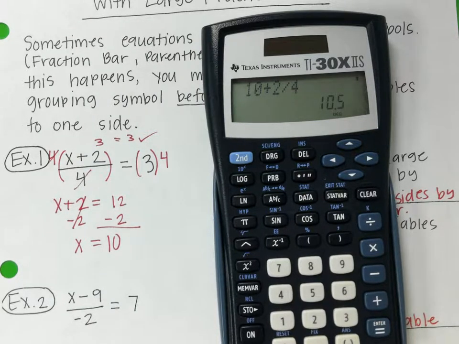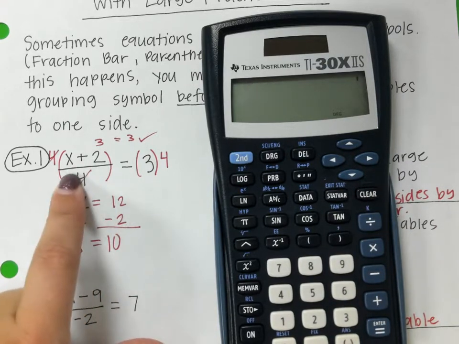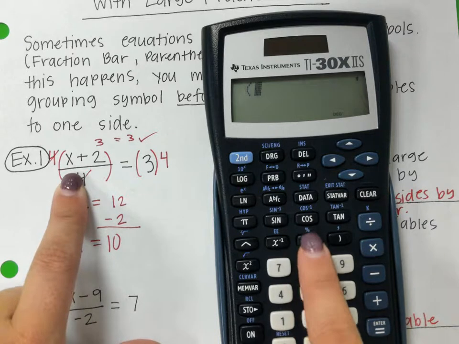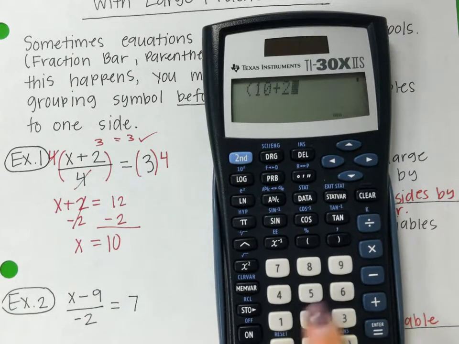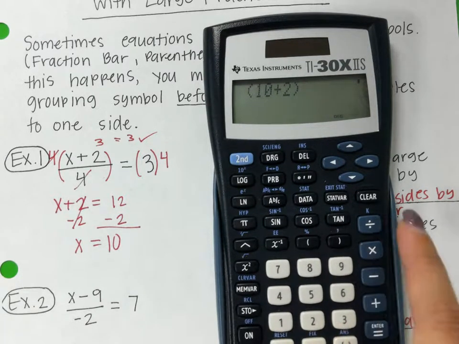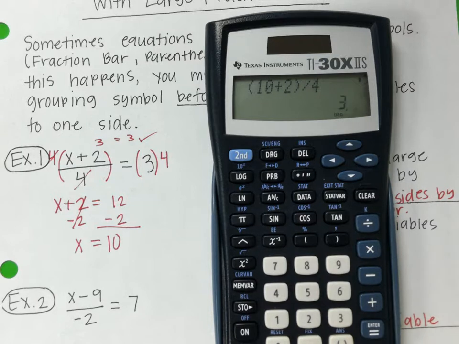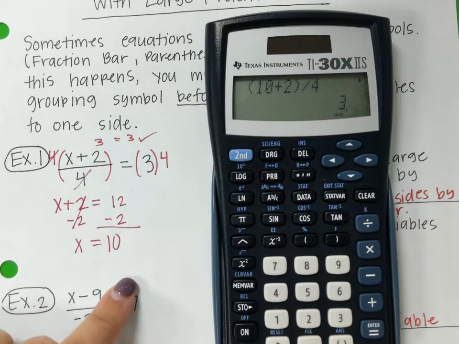So the thing that you must remember when you're checking this on your calculator is you've got to add parentheses around your x plus 2. So you've got to open parentheses, 10 plus 2, close your parentheses, and then divide by 4. And it gives you the correct answer of 3. Okay. So you've got to remember those parentheses around the numerators. Questions?